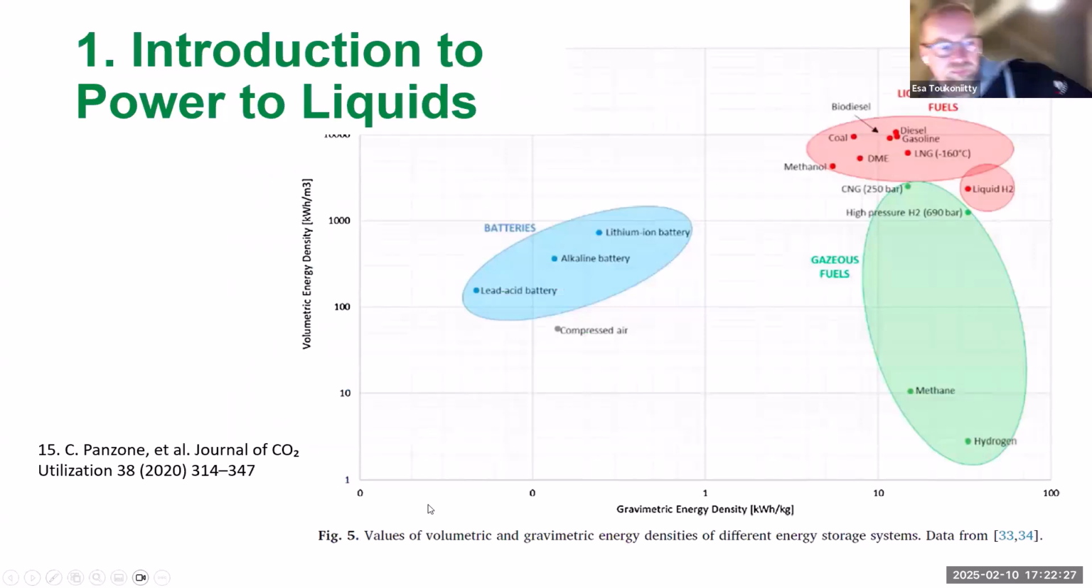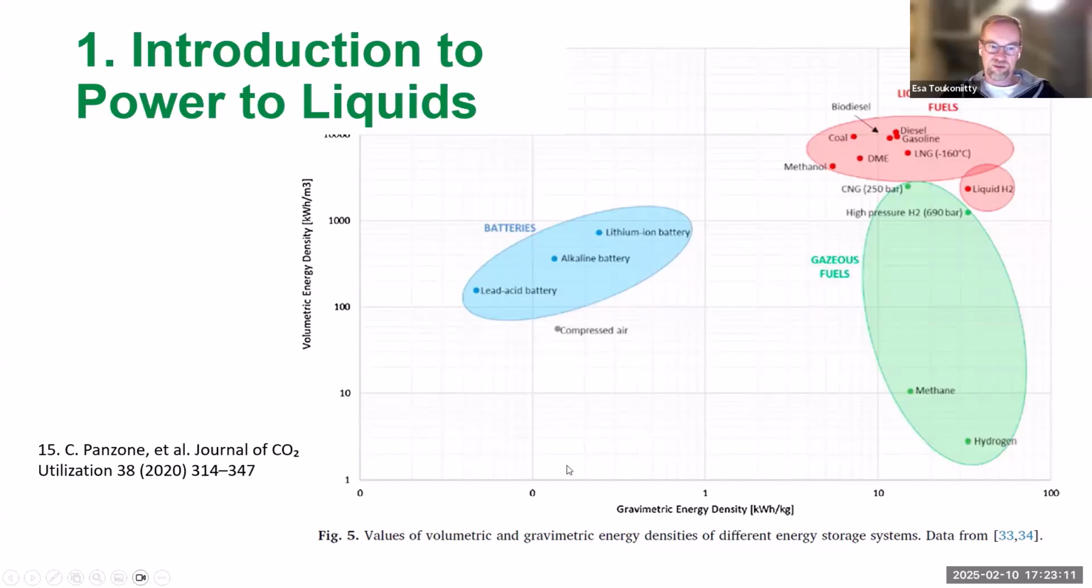This picture has quite a small font, but probably you will see it. On the y-axis there is volumetric energy density, so basically how much energy per volume can be stored in that particular chemical or technology. And the x-axis is the gravimetric energy density, so how much energy per kilogram. The best applications are in the upper right corner, of course. They have the most energy per mass and the most energy per volume.